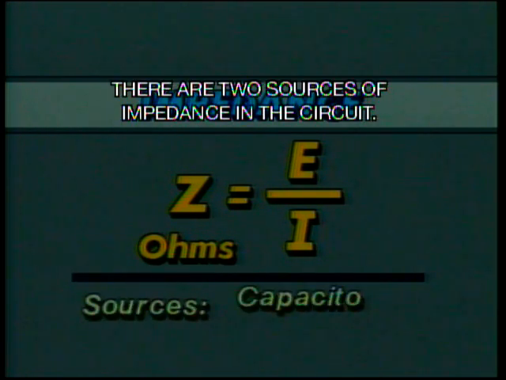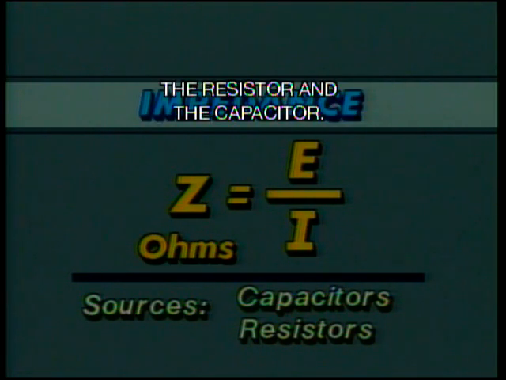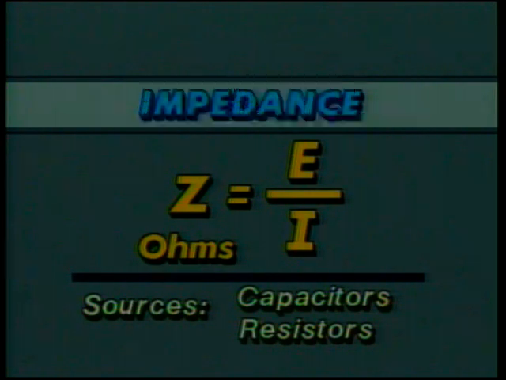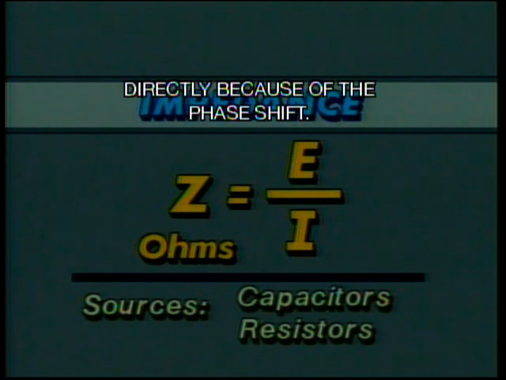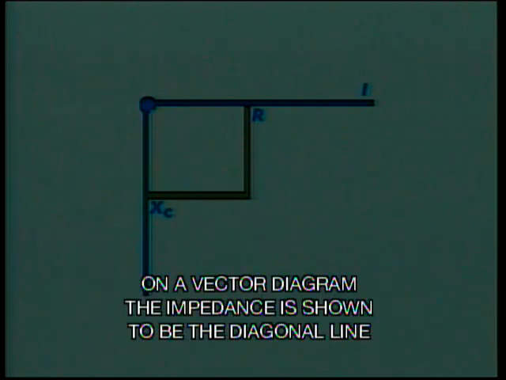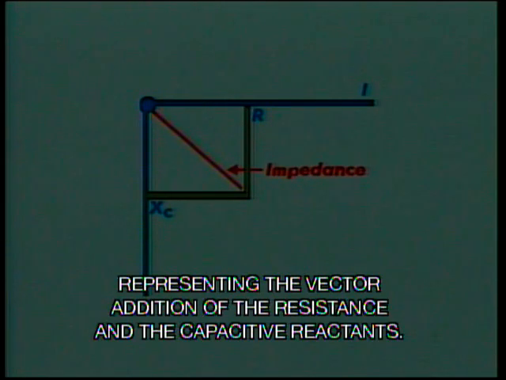There are two sources of impedance in the circuit, the resistor and the capacitor. However, these two quantities cannot be added directly because of the phase shift. Instead, the impedance can be expressed as the vector sum of these two quantities. On a vector diagram, the impedance is shown to be the diagonal line, representing the vector addition of the resistance and the capacitive reactance.